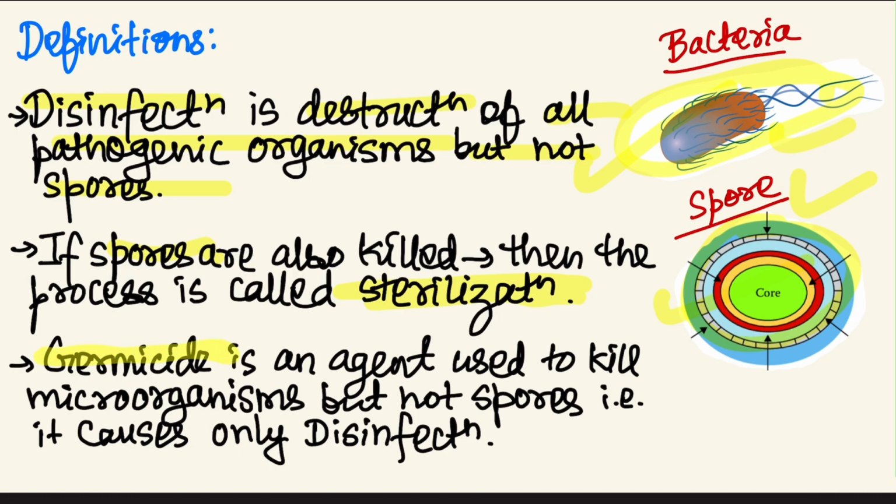Now, what is a germicide? A germicide is an agent which is used to kill microorganisms but not the spores. So, basically, it helps in disinfection. That is, it is not causing sterilization, but it kills the bacteria, that is microorganisms, hence it is causing disinfection.